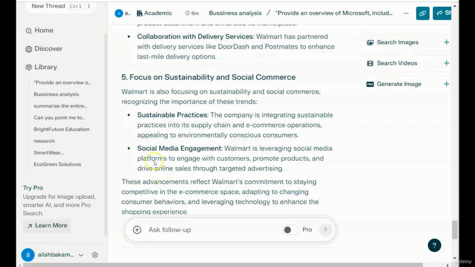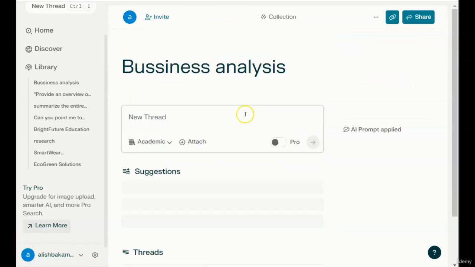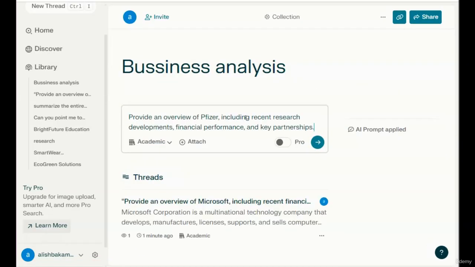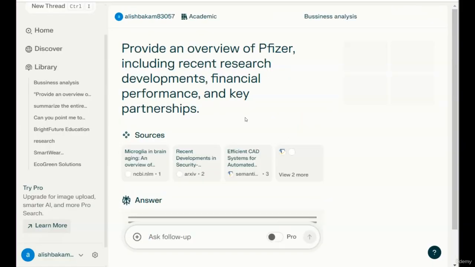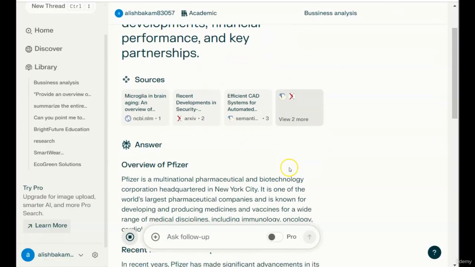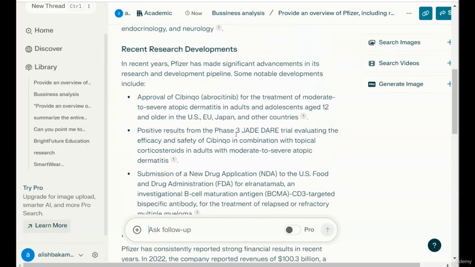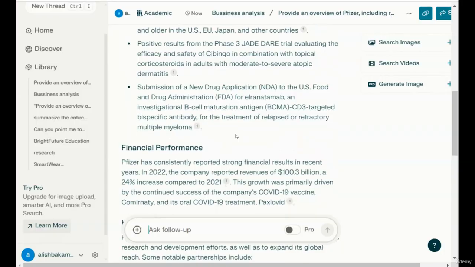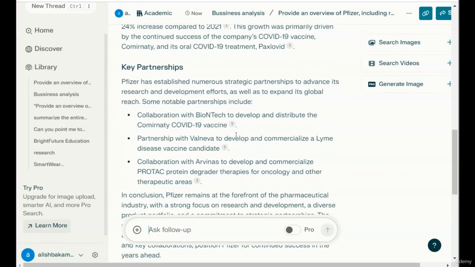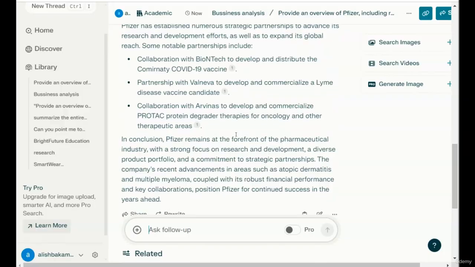So yeah, finally let's look at a healthcare company like Pfizer. For this, I am going to type a prompt that says, provide an overview of Pfizer, including recent research developments, financial performance, and key partnerships. So Perplexity AI delivers an update on Pfizer's recent research developments, including their new drug approvals and clinical trials. And then it talks about their financial performance metrics, such as their revenue from pharmaceutical sales and overall profitability. And then the information on key partnerships, collaborations, and strategic alliances in the healthcare sector.